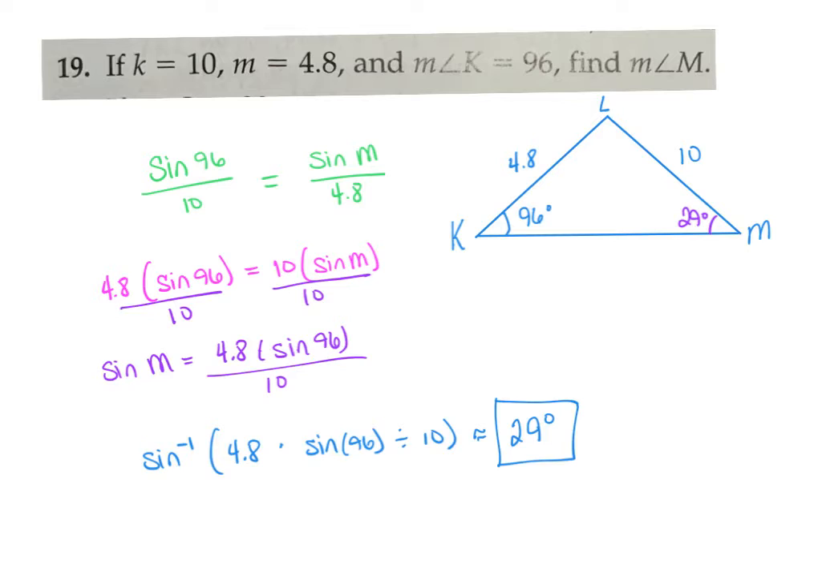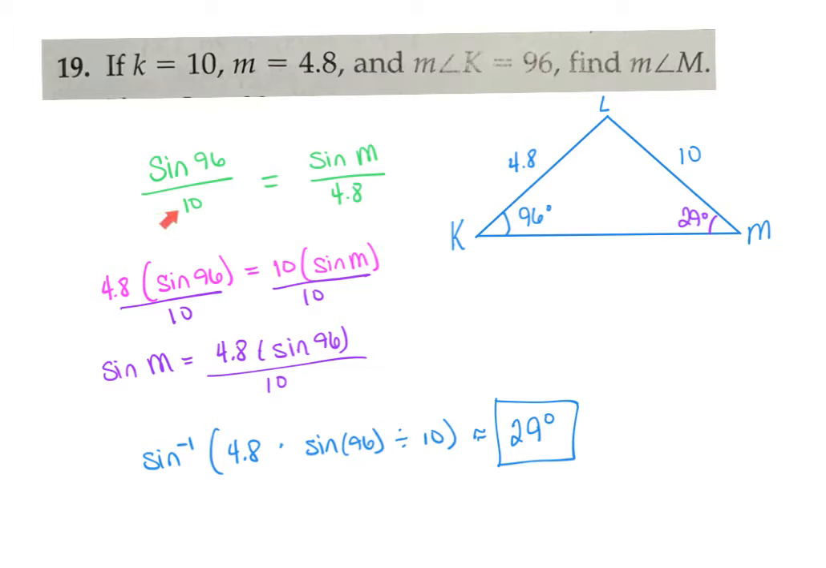For the first one, it gave you triangle KLM, so I just sketched a triangle KLM to get a visual. It gave us side K, which was 10. Side K is opposite angle K. It gave us side M, which was 4.8. And it gave us the measure of K, which was 96. They wanted us to find the measure of M.